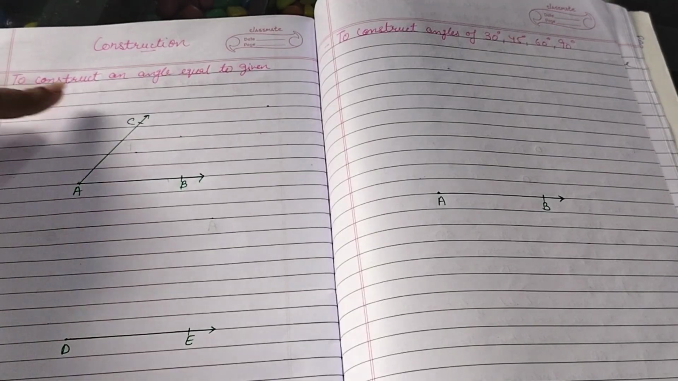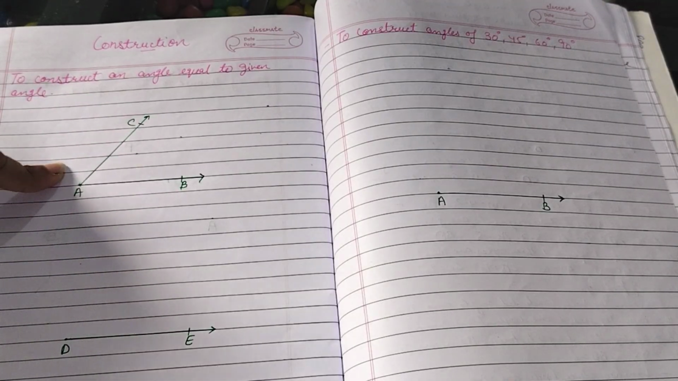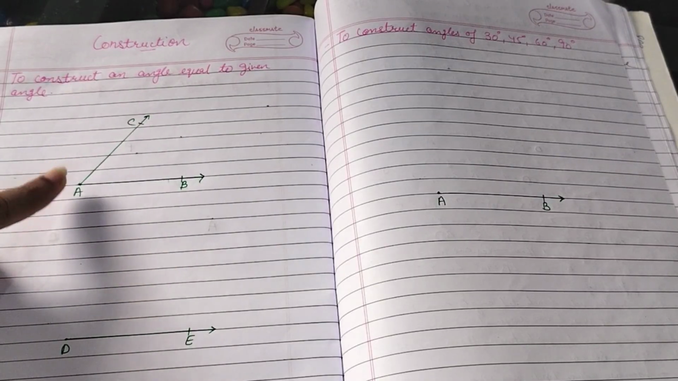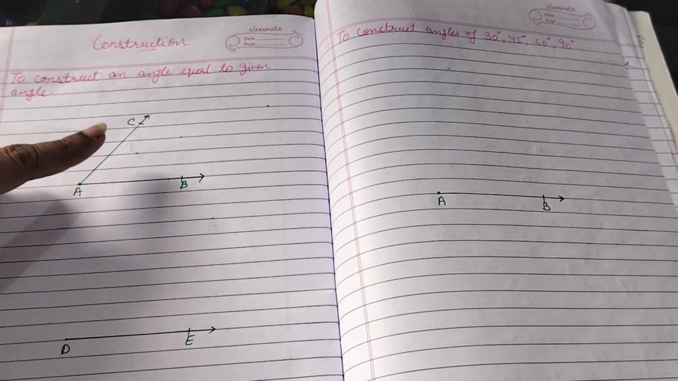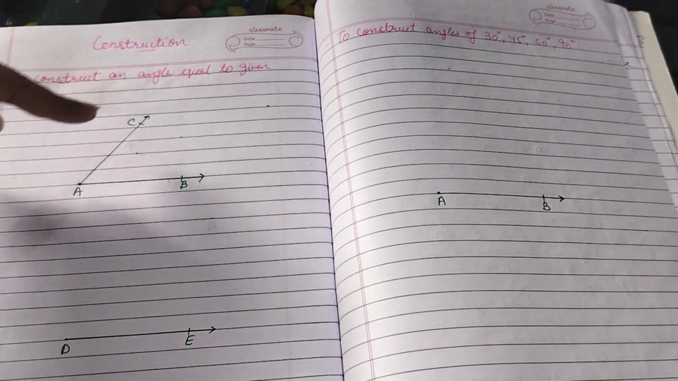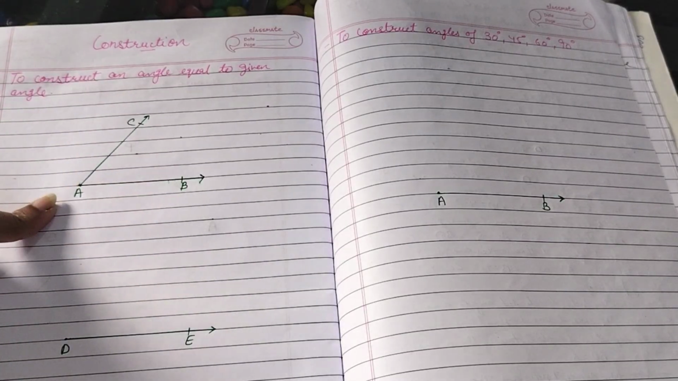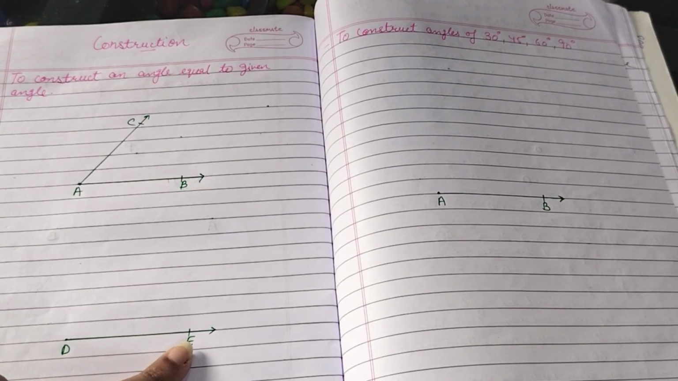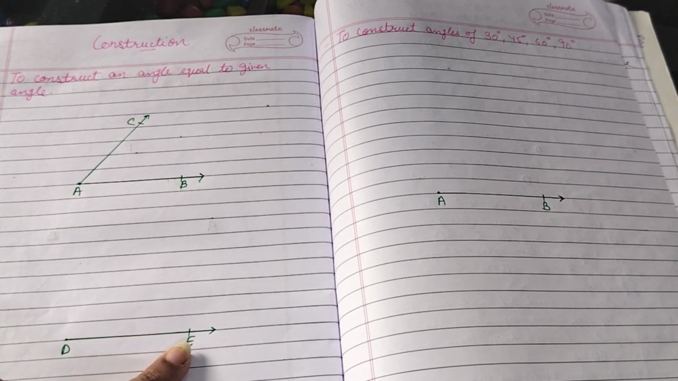To construct an angle equal to a given angle. Suppose we are having any of the angles CAB, which angle we are considering over here is this angle A. We have to construct any of the angle which is equivalent to this angle, your CAB. So how we will be constructing it? We will be making a line DE. So this is your line DE. Any of the line with any of the measurement we will be making.